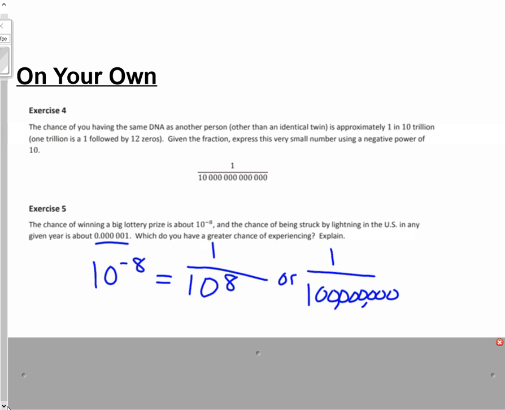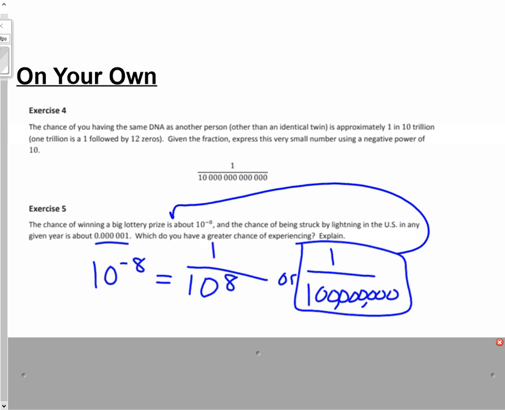So let's put it into a decimal. And well, actually, let's look at this one. So that's our chance of winning the lottery. And our chance of being struck by lightning, well, that's in the tenths, hundredths, thousandths, 10,000ths, 100,000ths, millions. It's 1 over 1 million. So you have a significantly better chance of getting struck by lightning than winning the lottery. There's an example with a negative exponent and how you can use those numbers to compare size.